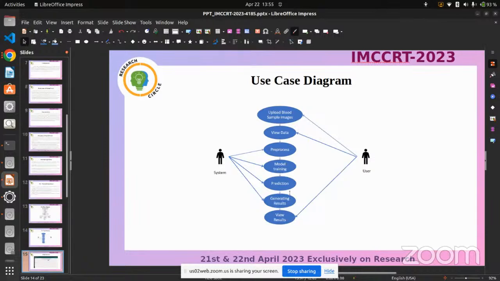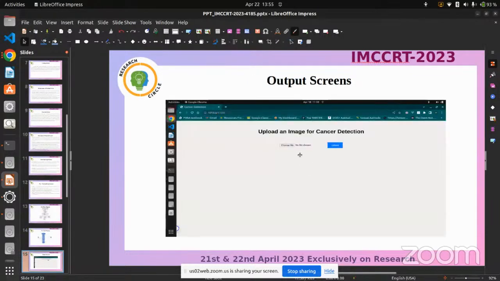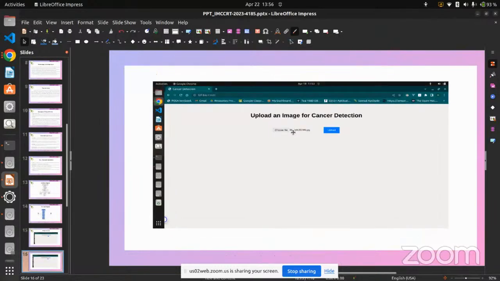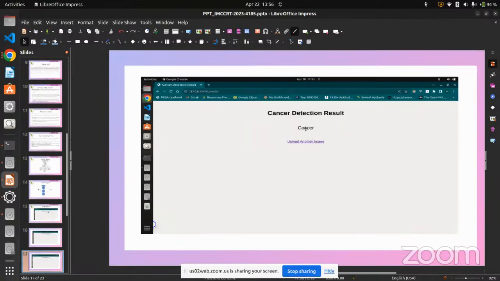Then, this is the output screen. Here a user has to upload an image for cancer detection. First, he has to choose a file. Basically, here I have selected one cancer image, and then he has to click on upload. Then the result comes like this: cancer, if it is predicted as cancer.